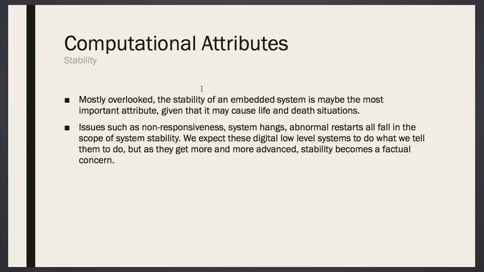And what are the issues of stability? For example, non-responsiveness, system hangs, abnormal restarts. They happen because these embedded systems, CPUs, FPGAs, GPUs, are very, very complex systems. And they do these undesired things like non-responsiveness and system hangs. And it is very difficult to debug why they do it. Sometimes, for a generation of embedded systems, these happen. So they are very low-level systems, and as they get more advanced, stability becomes a factual concern.